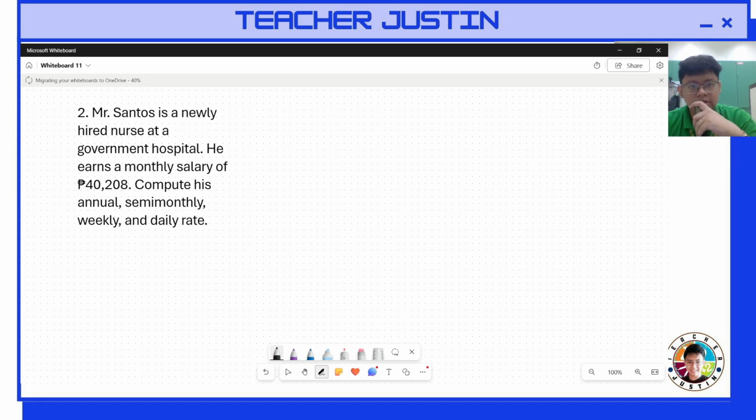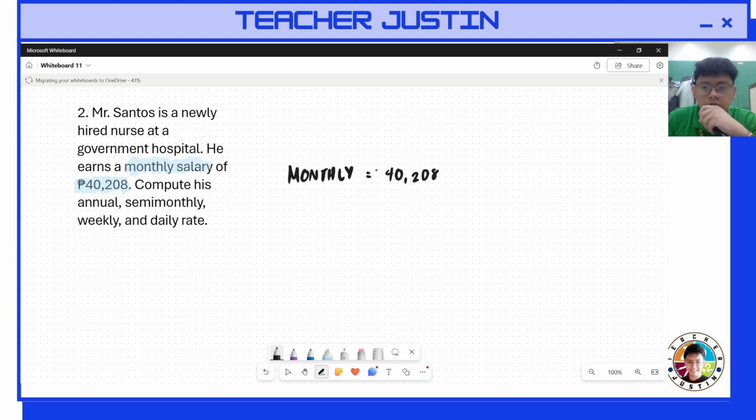Let's have another example. So here we have Mr. Santos, a newly hired nurse at a government hospital. He earns a monthly salary of 40,208 pesos. So let's compute his annual, semi-monthly, weekly, and daily rate. Based on the given problem, we are given his monthly salary, which is 40,208.